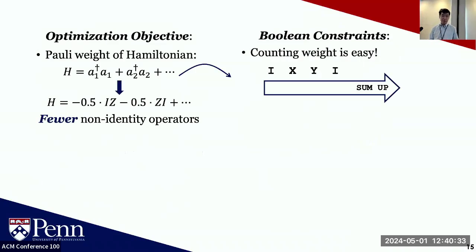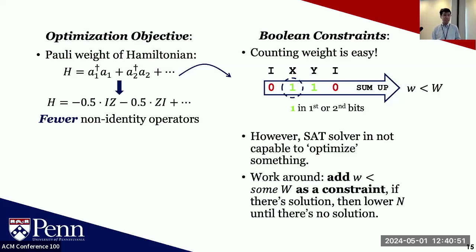And for the optimization objective, we need to count the polyweights of the qubit Hamiltonian. And counting weight is quite straightforward. So we just add up all non-identity operators, and testing whether an operator is identity or not is also quite easy. But the SAT solver cannot do an optimization problem for a certain value.